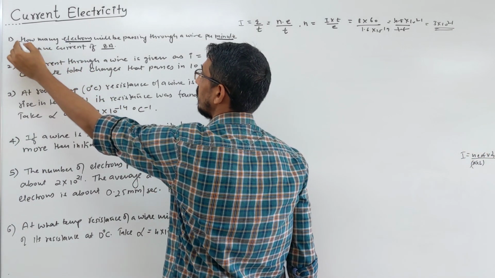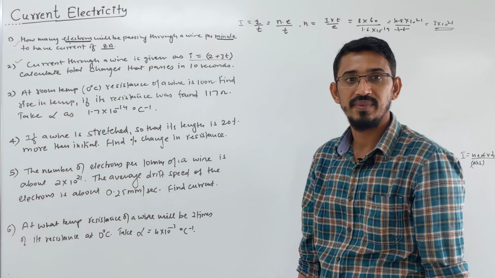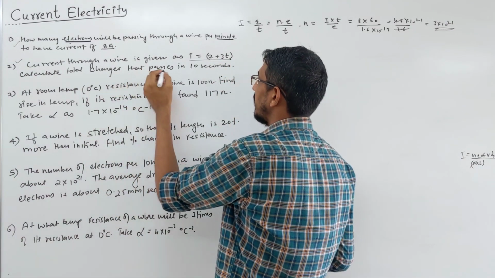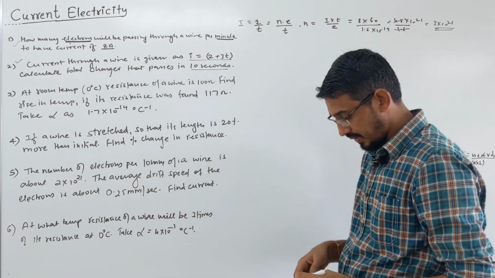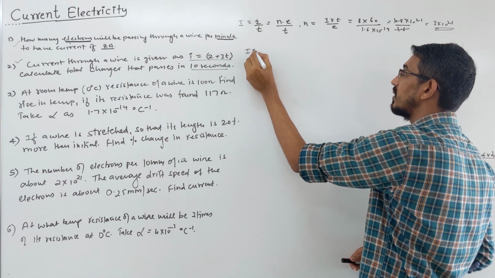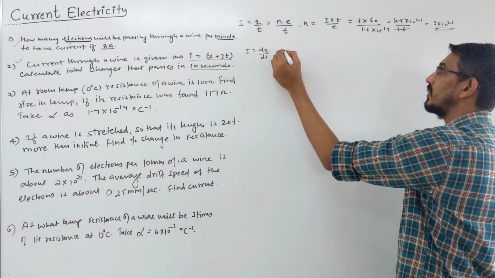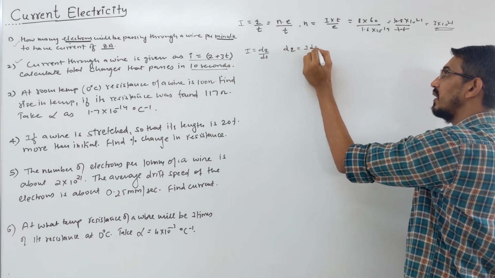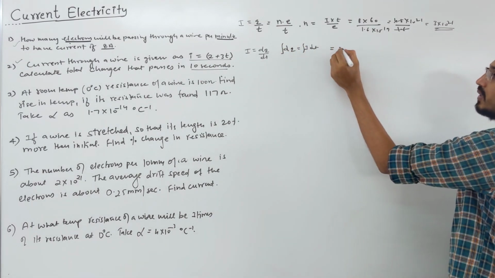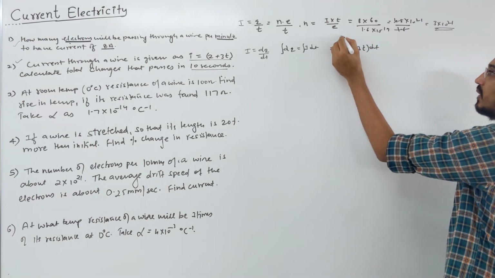Let's see the second question. The current through a wire is given by a time-varying equation, 2 plus 3t. Calculate the total charge that passes in 10 seconds. Charge is asked, and the current equation is given, so same formula: I is equal to dq by dt, differential format. Here you have to find charge, so rearrange: dq is I into dt, and integrate both sides. So the integral of 2 plus 3t into dt from 0 to 10 seconds.